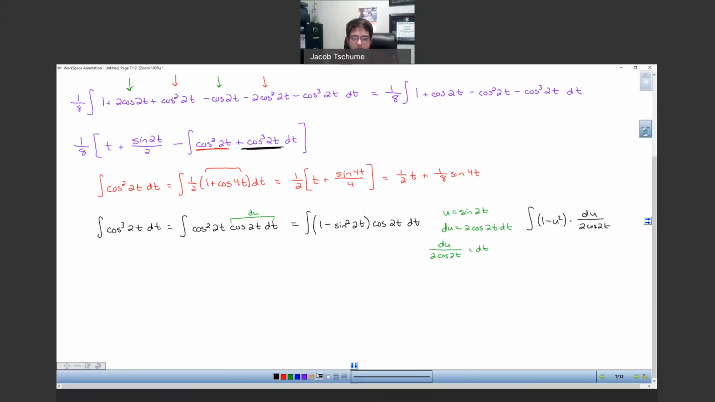Oh, sorry, I forgot to put the extra cosine. So let me rewrite that. This is times cosine 2t, then times my dt, which is du over 2 cosine 2t. My apologies for that. So the cosine 2t's cancel, and then you can factor that 1/2 out front and make this 1/2 times the integral of 1 minus u squared du. Integrate that, and it will be 1/2 times u minus u cubed over 3. Multiply the 1/2 through and put your u back into these terms. So it would be 1/2 times the sine of 2t minus 1/6 times the sine cubed of 2t.